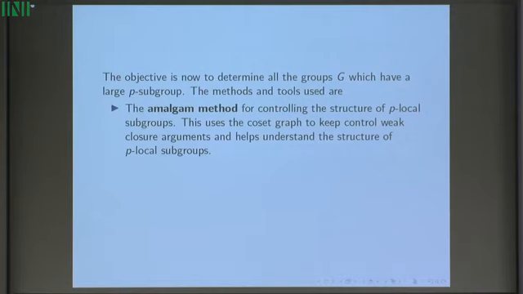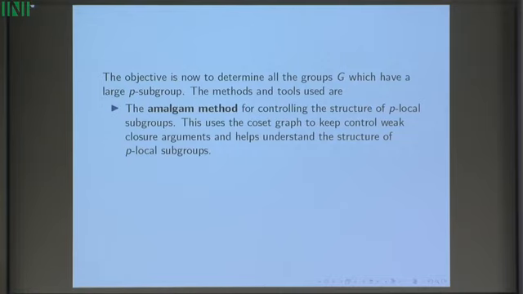So how do you do this sort of thing, and why can you do it now and not a long time ago? I guess that's the question: why didn't they take this approach 30 years ago, 40 years ago maybe? Well, one thing is something called the amalgam method. This is a method in local group theory that exploits a graph that you can make from your P-local subgroups.